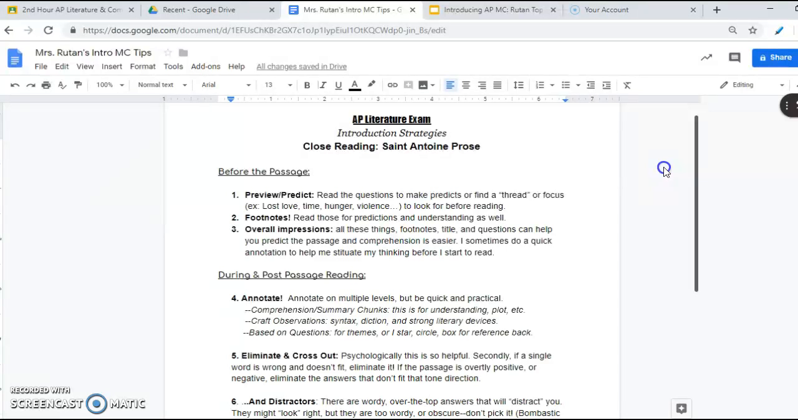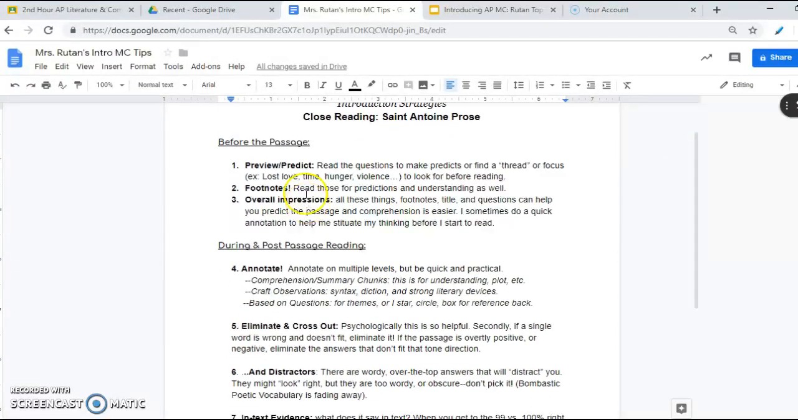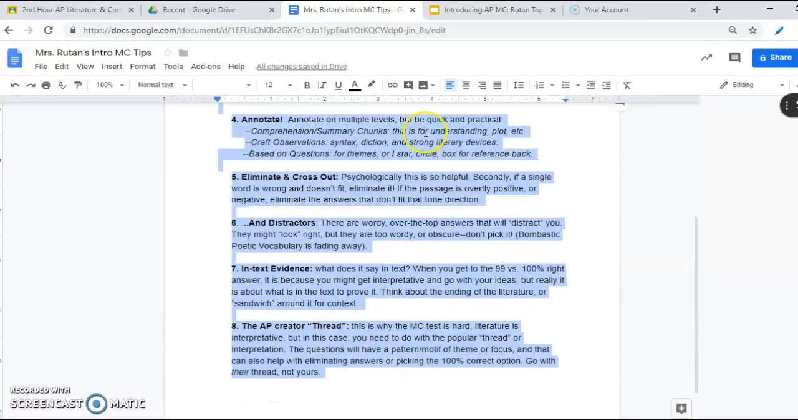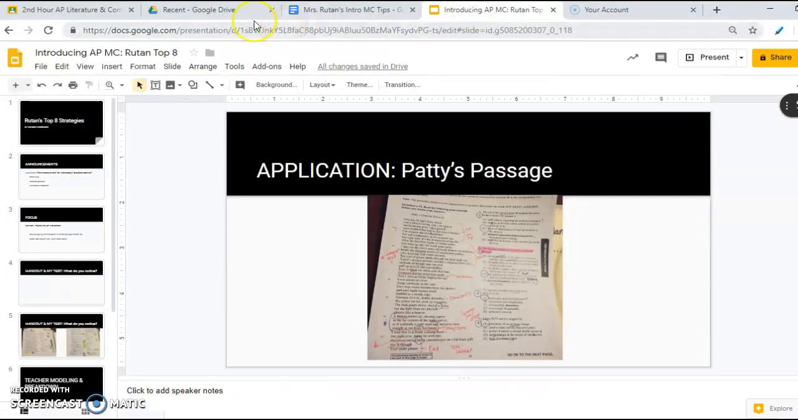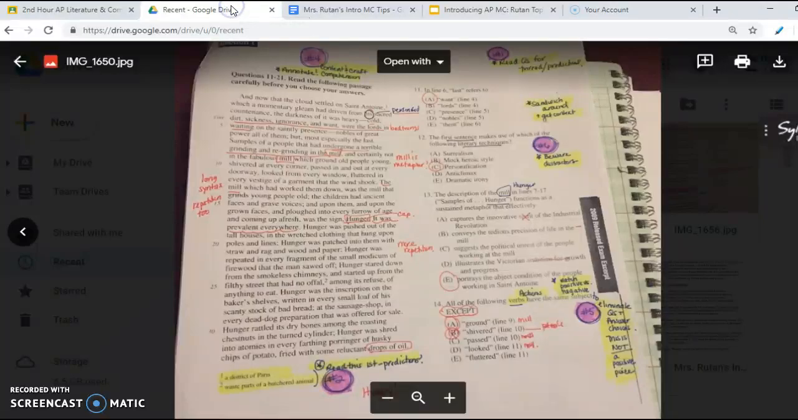All right, welcome back. Now I'm going to break these down in the passage. The first 3 are strategies to do even before you get into reading closely, and the last strategies are what to do as you read and then when you finish reading. I'm going to talk about those a little in my first example, my St. Antoine passage, which I'll find here in a minute.